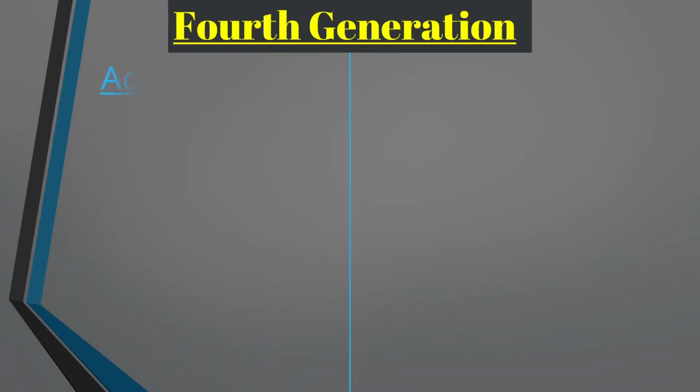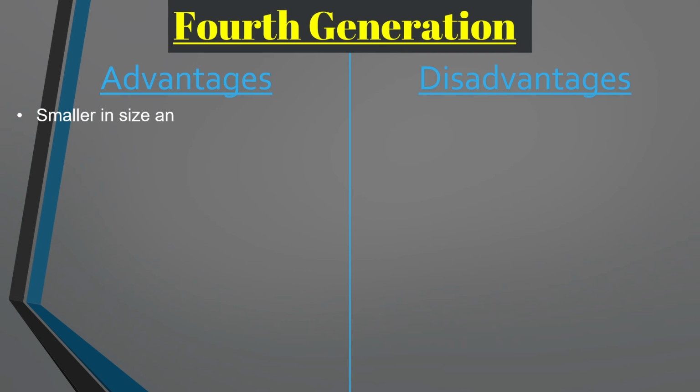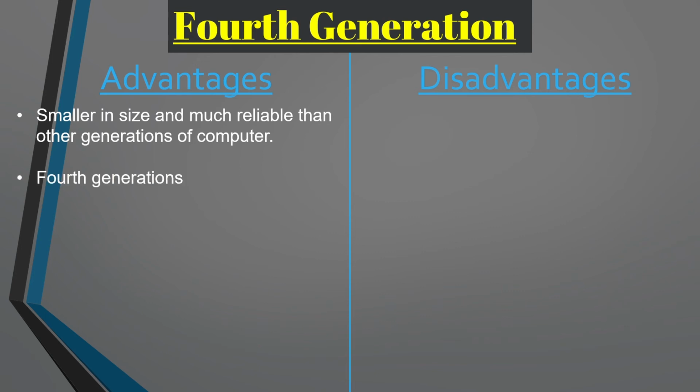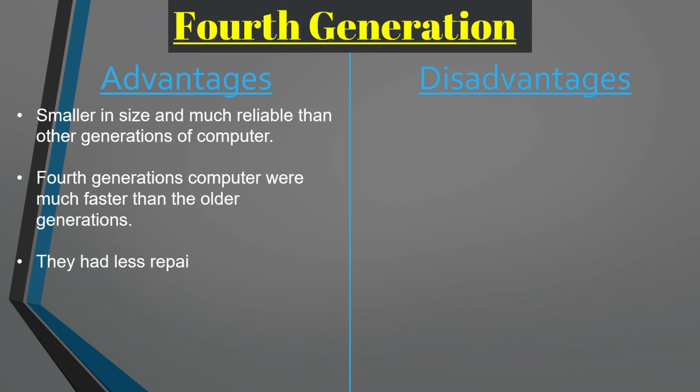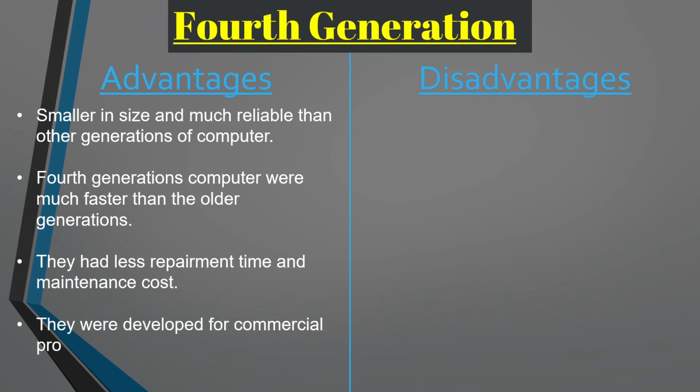In fourth generation, there are also some advantages and disadvantages. The advantages of these generation computers are that they are smaller in size and much reliable than the previous generation. The fourth generation computers were much faster than the older one. They had less repairment time and less maintenance costs. They were developed for commercial production also.